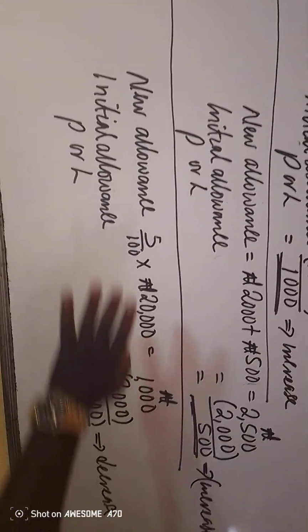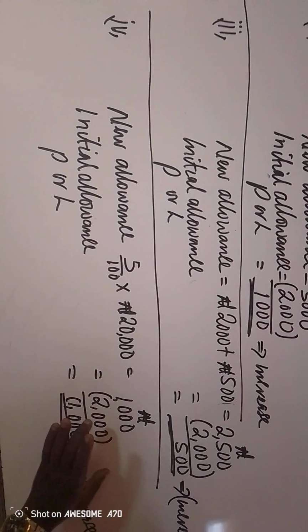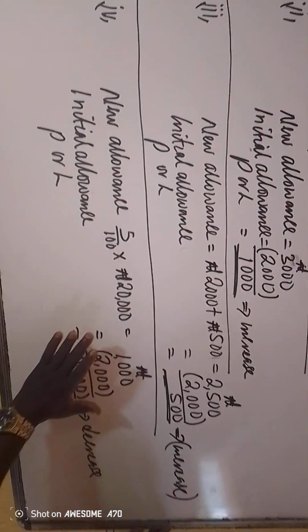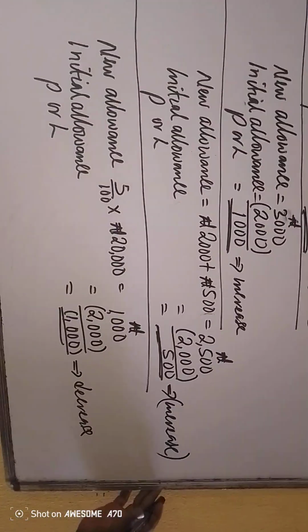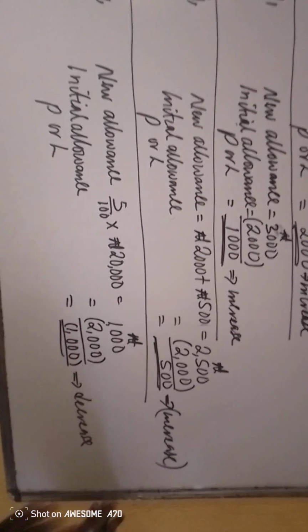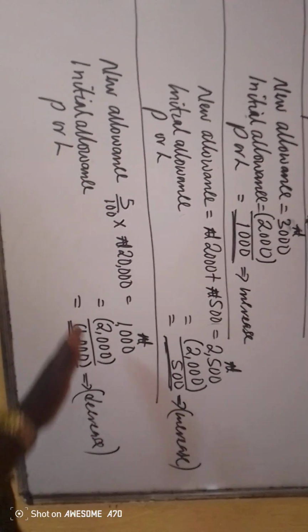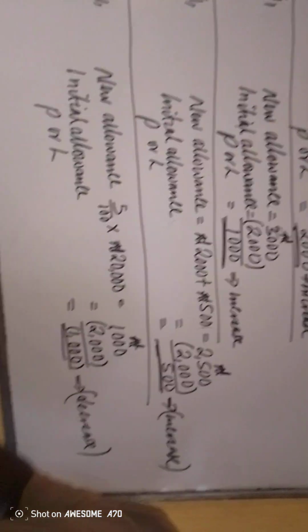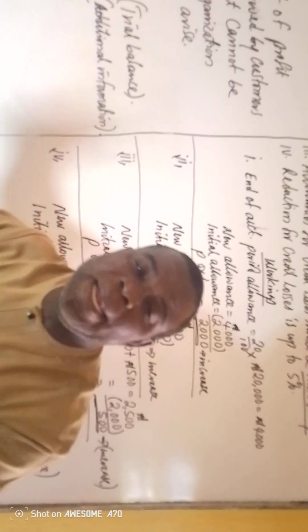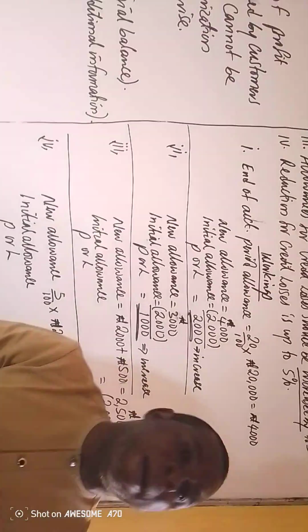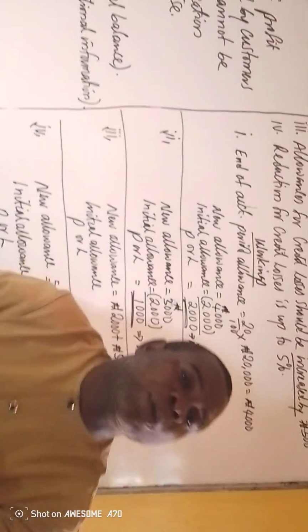So if you work it out, the initial one is 2,000. Then you discover that the new one is less than the initial one. So when you deduct, you have 1,000 naira. So 1,000 has become a decrease. This decrease here becomes income. Just like you are expecting to lose 2,000 naira initially, but now you have lost 1,000. So in this case, it means you have gained back 1,000 naira, which becomes income.